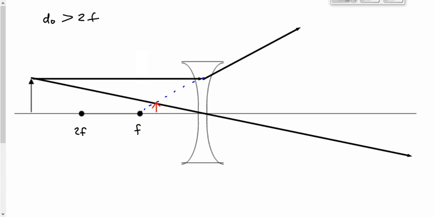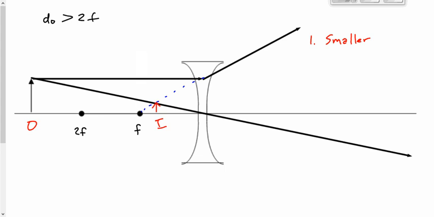Now, what would the characteristics of this image be, or the attributes of this image be? Number one, is this image that we see right here larger, smaller, or the same size as the object that we started with? Smaller. And you know what? The next four diagrams, exactly the same. It's going to be smaller. We have an image that is smaller. Remember that. Every time you have a diverging lens, it produces a smaller image.